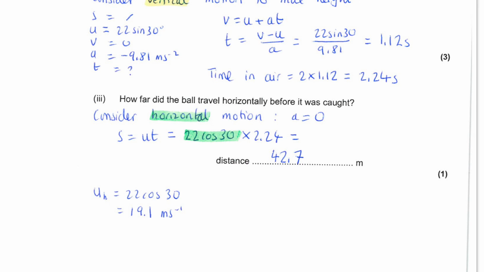Finally, you're asked how far the ball travelled horizontally before it was caught. So here we need to consider horizontal motion, and you can find the horizontal component of the velocity as 22 cos 30. This horizontal velocity must then be multiplied by the time of flight, leading to a final answer of 42.7 metres.